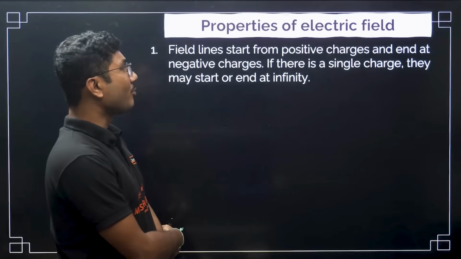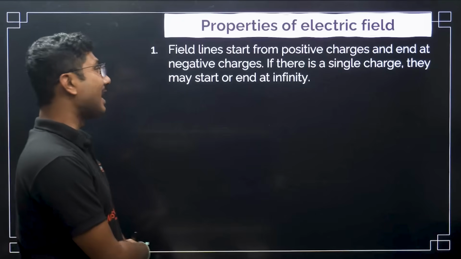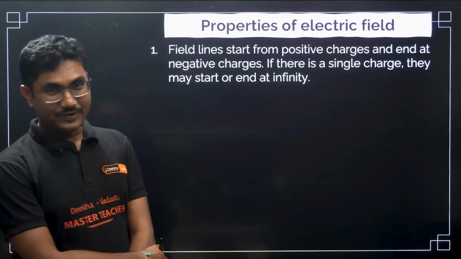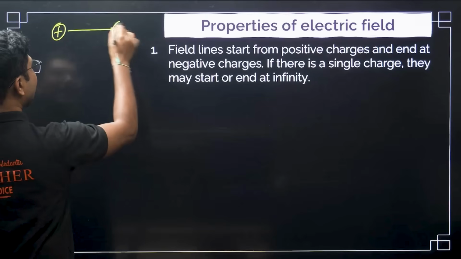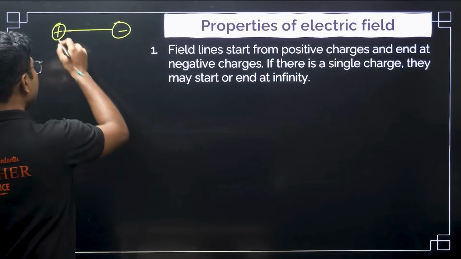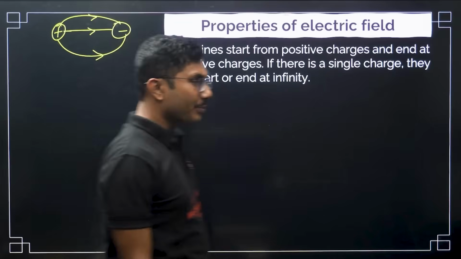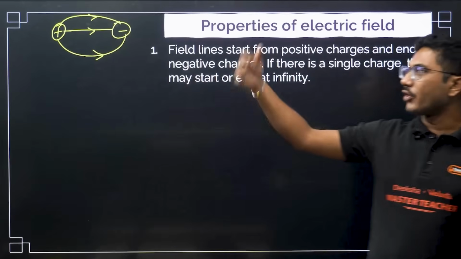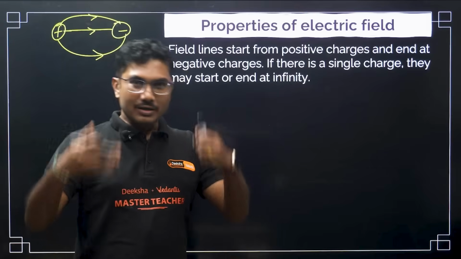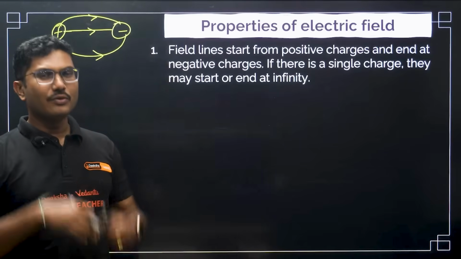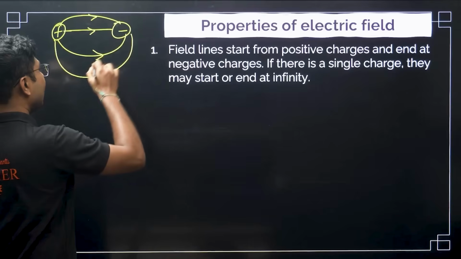Field lines start from positive charges and end at negative charges. If there is a single charge, they may start or end at infinity. Field lines start from positive charge and end at negative charge. It is always true. Field lines are basically the pictorial representation of the electric field. Because the electric field is something hypothetical, you cannot see it with your eyes, so you have to use some imagination. Those imaginary lines are called electric field lines.